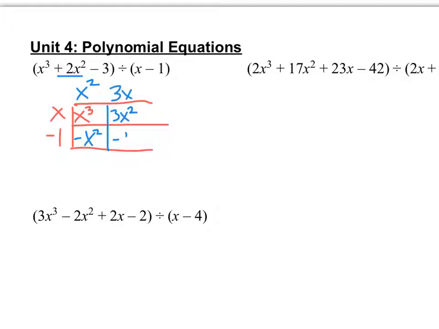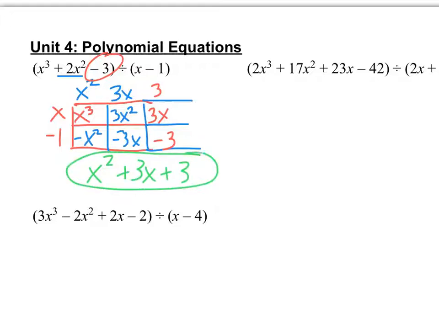Negative 3x. But I don't want negative 3x. I don't have an x term. So what does that mean I want? I want 0. How do I get to 0? I need to add 3x. So that's 3 and negative 3, which is exactly where I want to be. So my final answer, which some of you need to work on making sure you're writing your final answer, is this guy, and it is a factor if it asks me if it's a factor. That is a factor because I had no remainder.